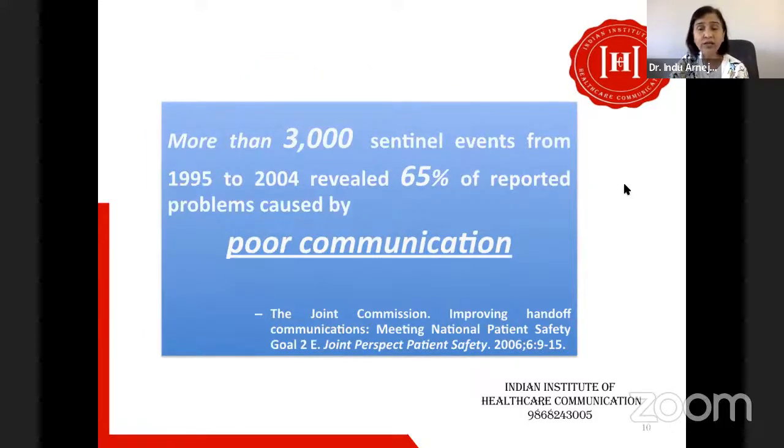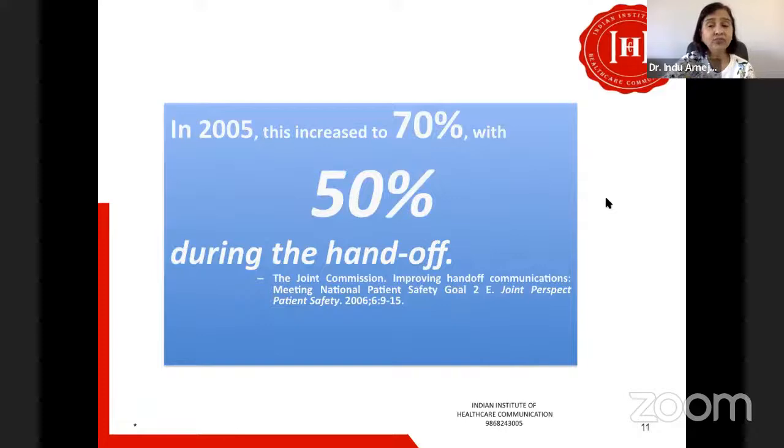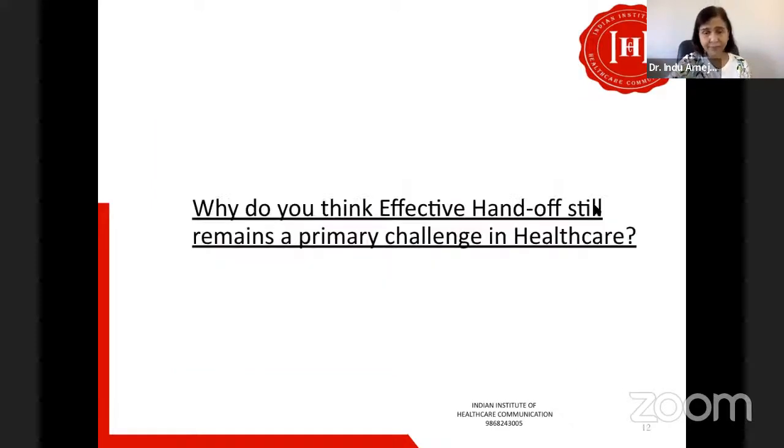In 3,000 sentinel events from 1995 to 2004, they found out that 65% of them had a problem, and that was because of poor communication. Over and above that, it increased to 70%, and 50% of them was during the handoff. So you can imagine how communication failure happens during the handoff, because the person who is going is tired, exhausted, and in a hurry, and the person who has come assumes I can manage. As a result, the proper handing over does not take place.